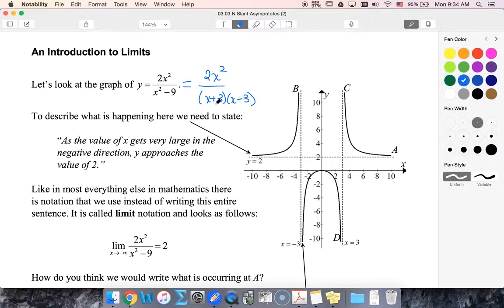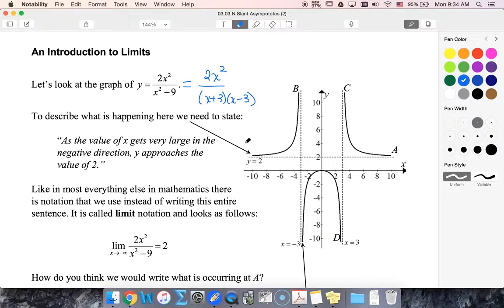That leads me to know that I've got vertical asymptotes at x equals negative 3 and x equals 3. Because my degrees are the same, my horizontal asymptote is going to be the ratio of the leading coefficients, so y equals 2. Based on this knowledge, I can create my graph.